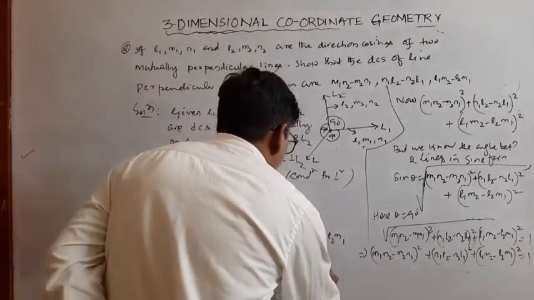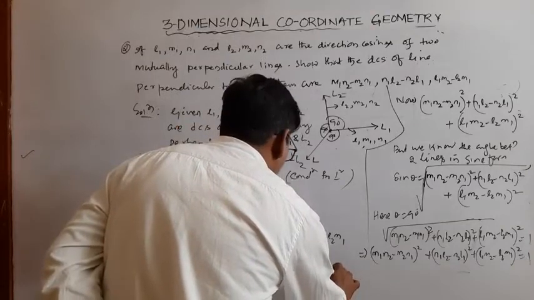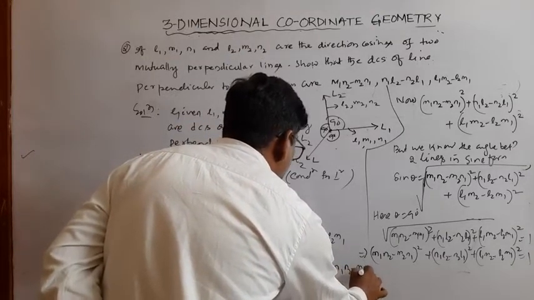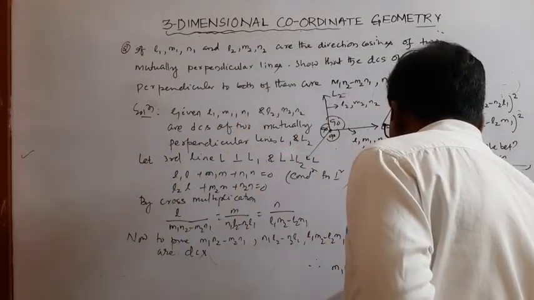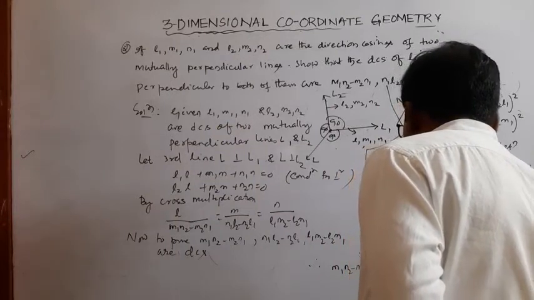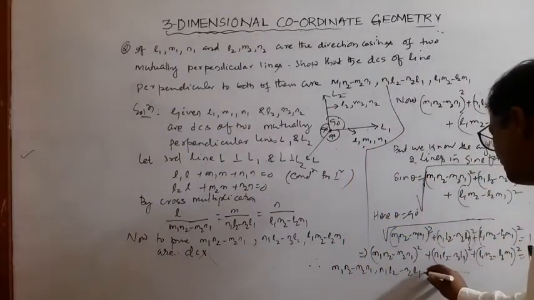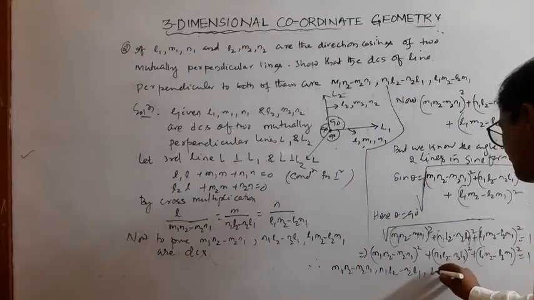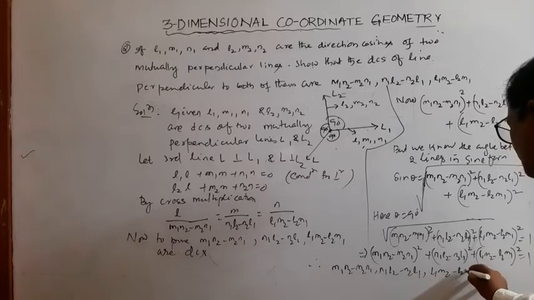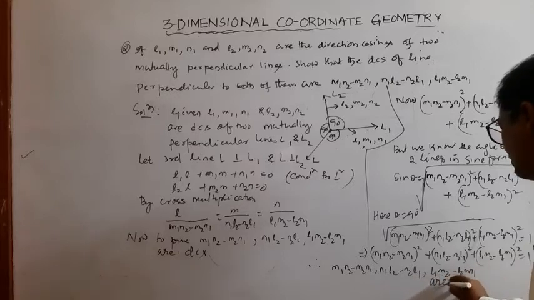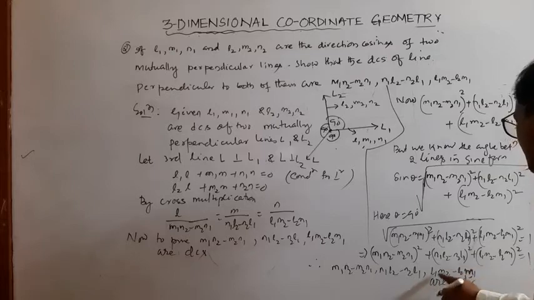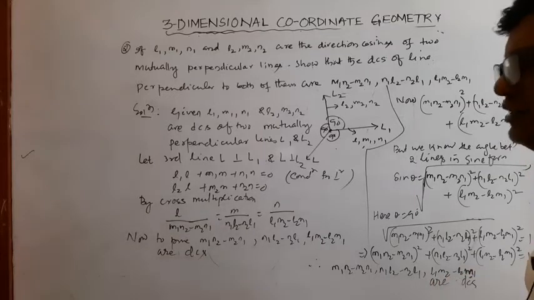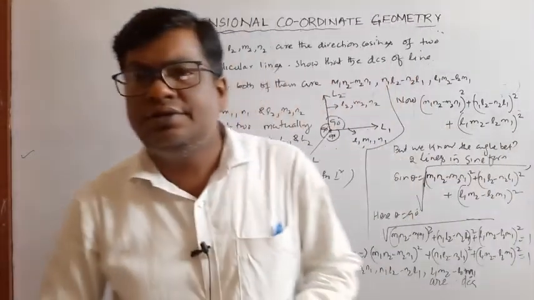So therefore M1 N2 minus M2 N1, N1 L2 minus N2 L1, L1 M2 minus L2 M1 are DCs. Okay, now another question.